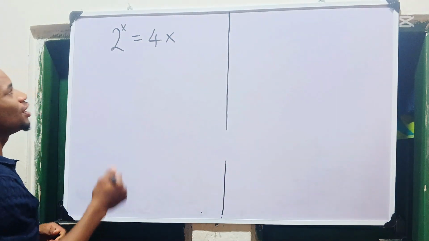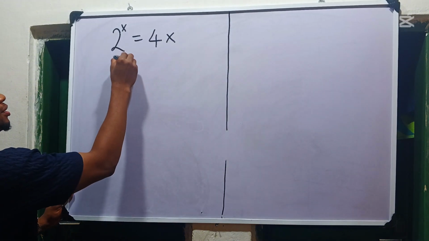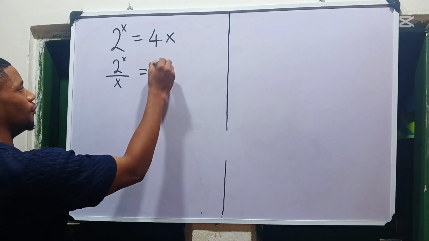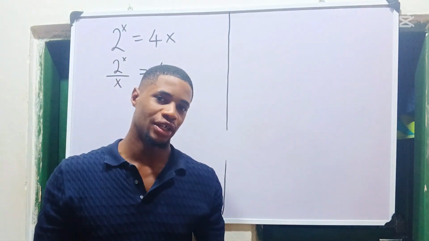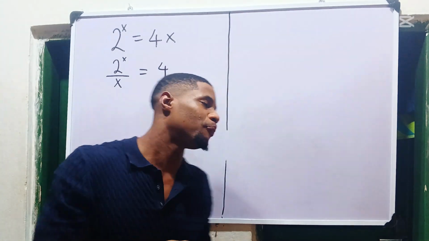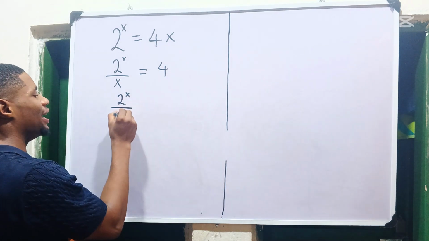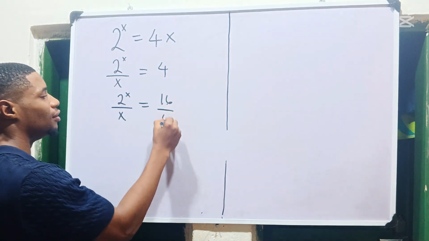Okay. Now to also assume, you can say that 2 raised to the power x divided by x is equal to 4. Okay. I want you to pay close attention. Now 4 can be re-expressed as 16 over 4. So we can say that 2 raised to the power x over x is equal to 16 over 4.